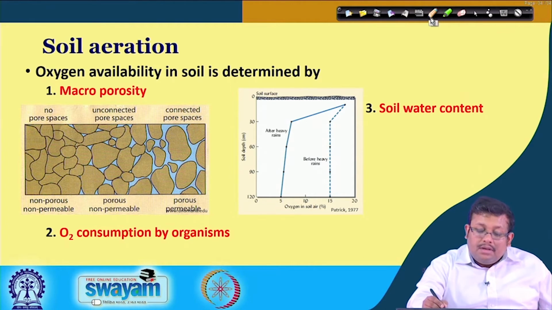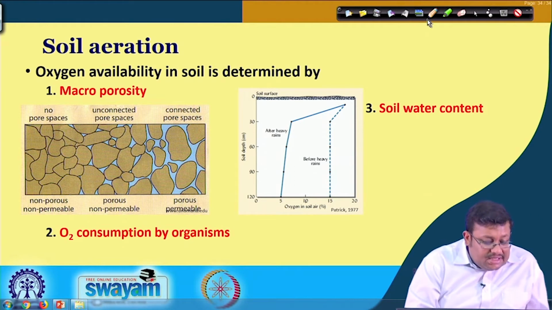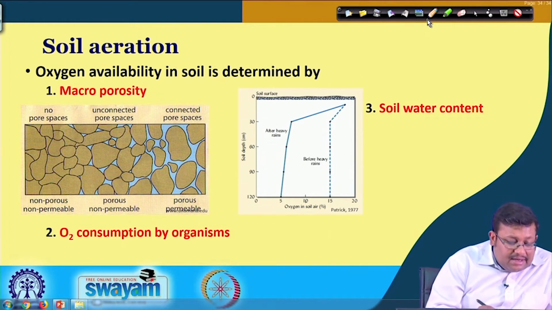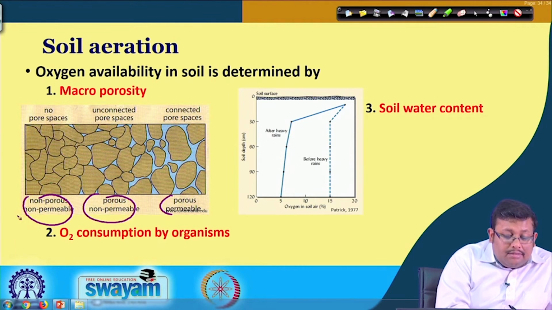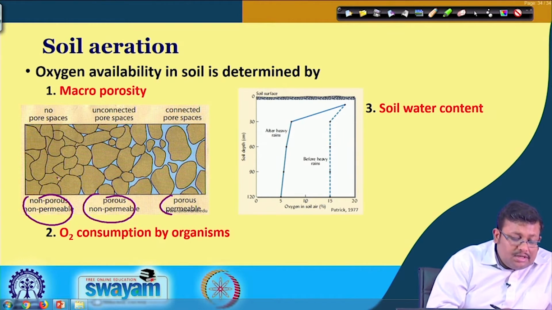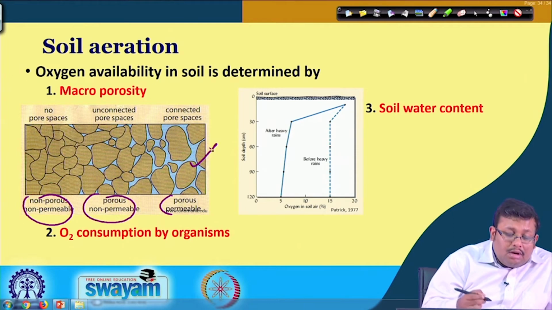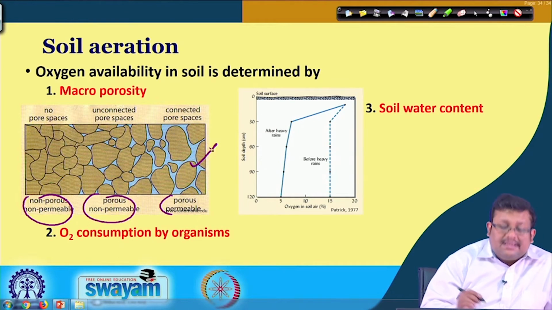Now, you can see that in case of porous, there are three different conditions. One is porous and permeable, another is porous and non-permeable, and the third is non-porous and non-permeable. In the porous and permeable condition, there is interconnected pore space. However, in porous non-permeable, there is non-interconnected pore space, and in non-porous and non-permeable, there is no pore space. So obviously, in the first condition there will be more oxygen availability and more gaseous exchange.